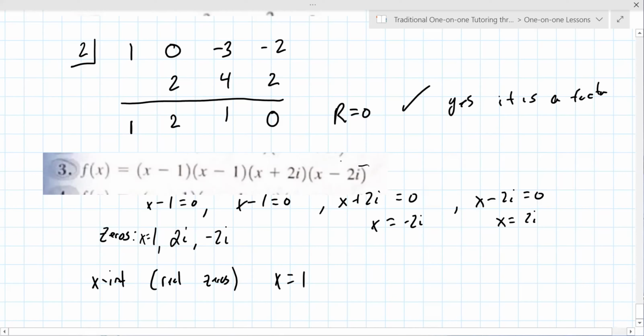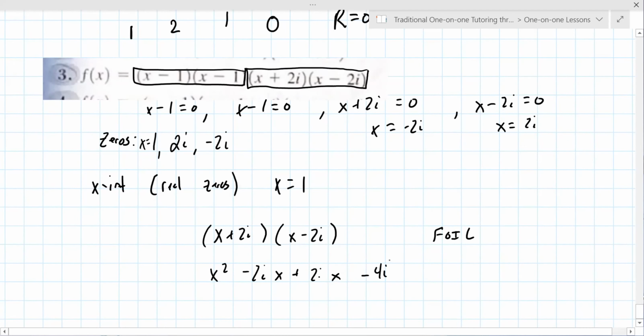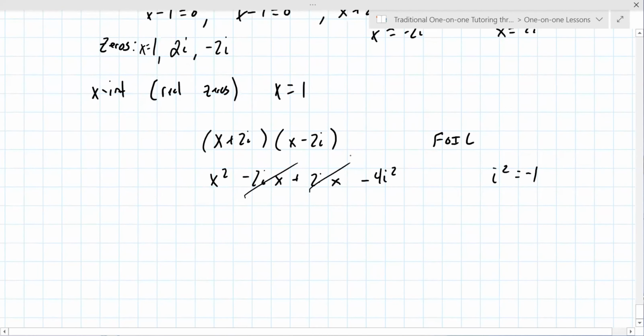This is the absolute worst. You have to multiply these, and then you have to multiply these, and then combine the answers. So these are some of the longest questions to do. So this x plus 2i, x minus 2i. When you FOIL this, you get x squared minus 2ix plus 2ix. Notice those are going to cancel. Minus 4i squared. I squared equals -1. So the middle ones cancel. That's difference of squares, and this is x squared plus 4 for that part.